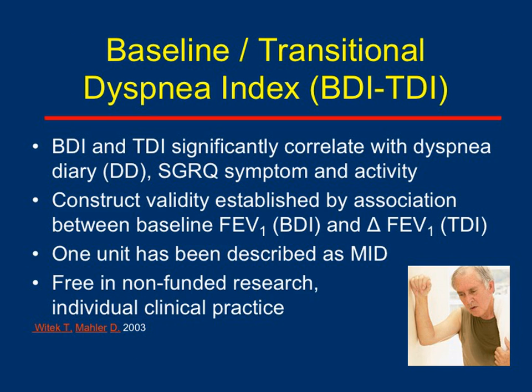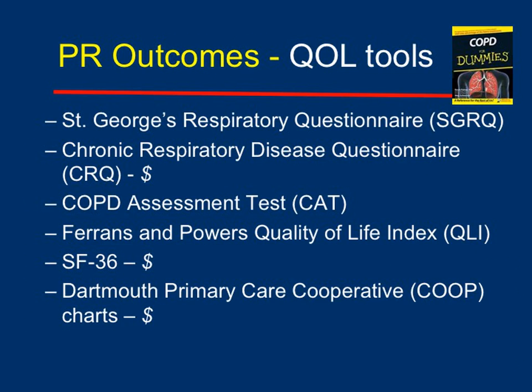So this significantly correlates with dyspnea measurement, quality of life, and shortness of breath with activity. It's considered valid and reliable when compared with pulmonary function. 1 unit has been described as the minimally important difference. It is free to non-funded research and individual clinical practice. Next slide.